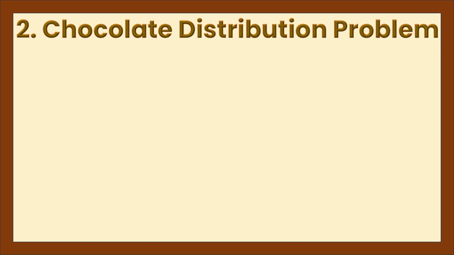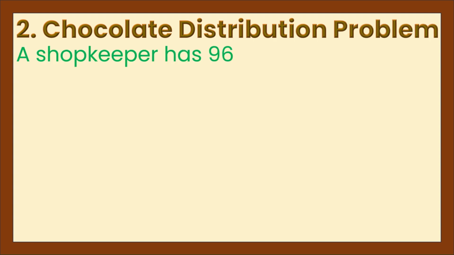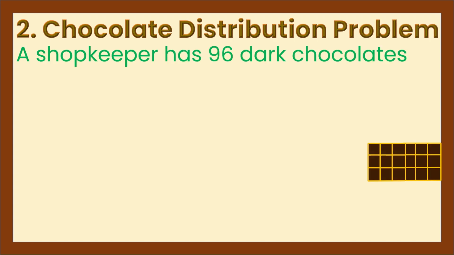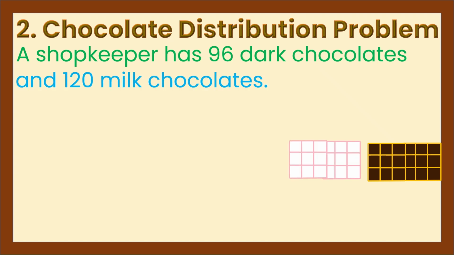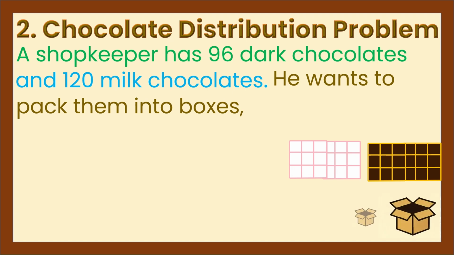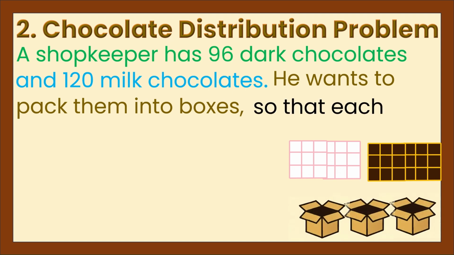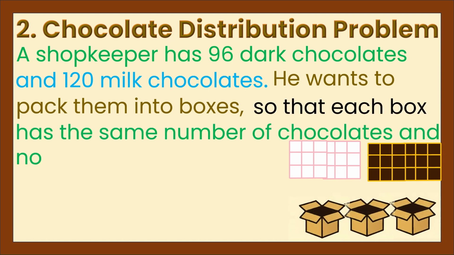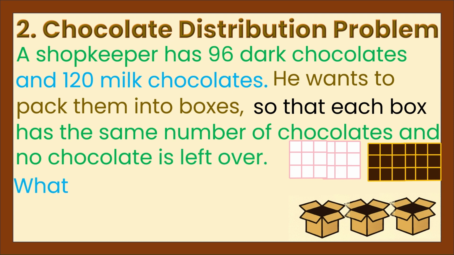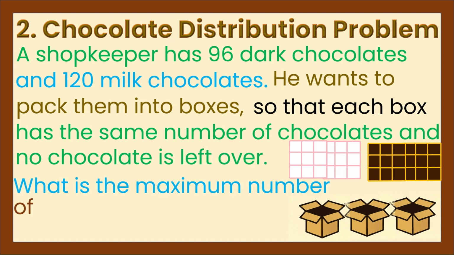Let's look at our next word problem. A shopkeeper has 96 dark chocolate and 120 milk chocolate. He wants to pack them into boxes so that each box has the same number of chocolate and no chocolate is left over. What is the maximum number of chocolate in each box?